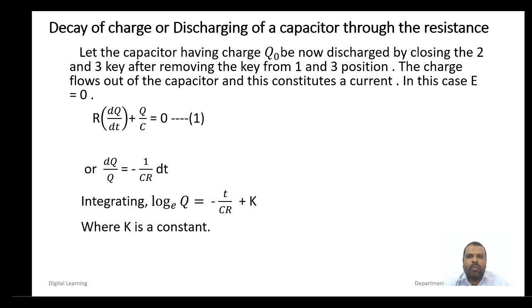R into dq by dt plus q by C is equal to 0. Call this equation number 1. dq by q is equal to minus 1 by CR into dt.